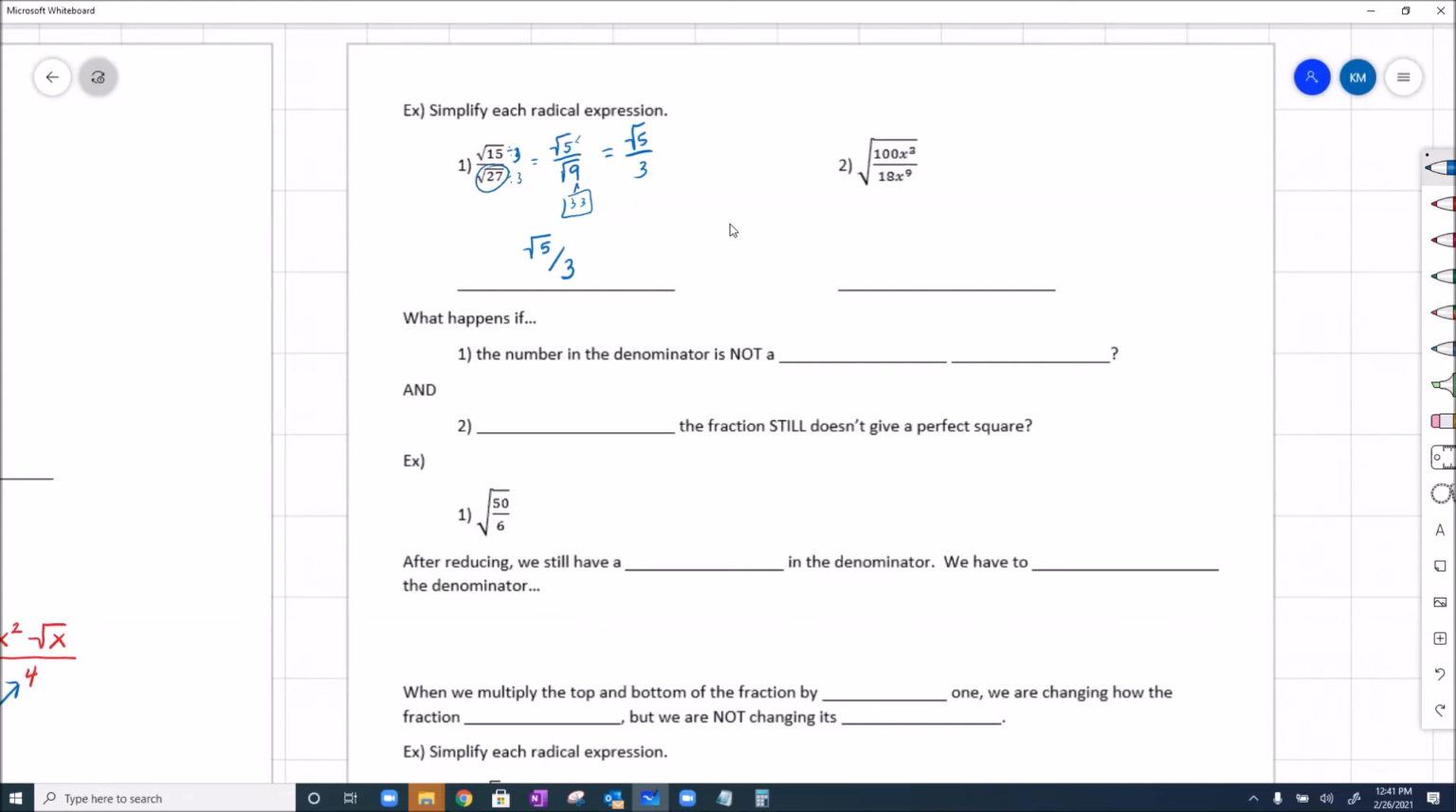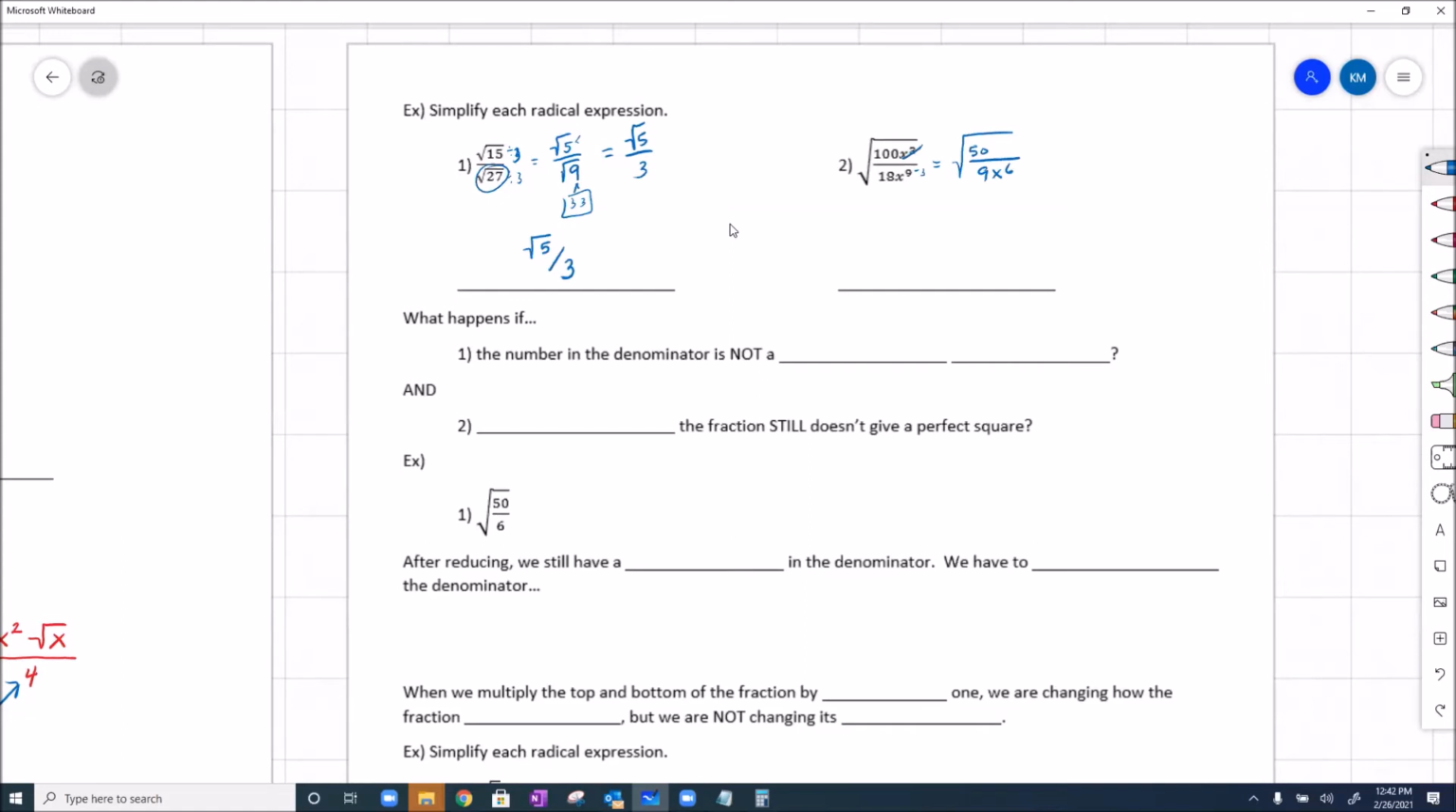Number 2, we have 100x cubed over 18x to the 9th. Okay, again, we don't have a perfect square in the denominator, so we want to simplify before we do anything else. Let's simplify this fraction and hope that we can get there. Okay, so between 18 and 100, I see there's a 2 that goes into both of those, so I'm going to divide both of those by 2, 50 and 9. And x cubed and x to the 9th gives me x to the 6th on the bottom.